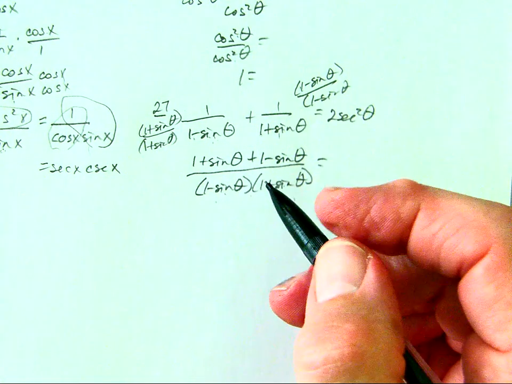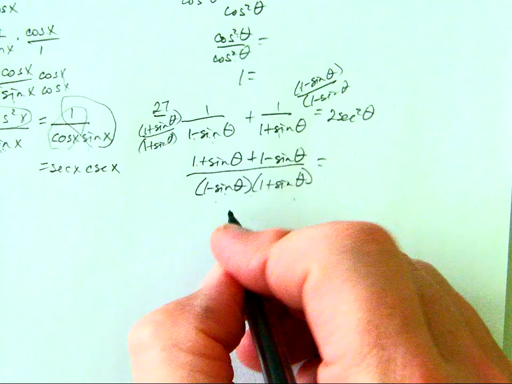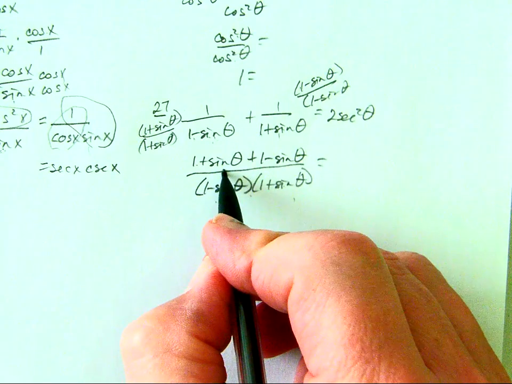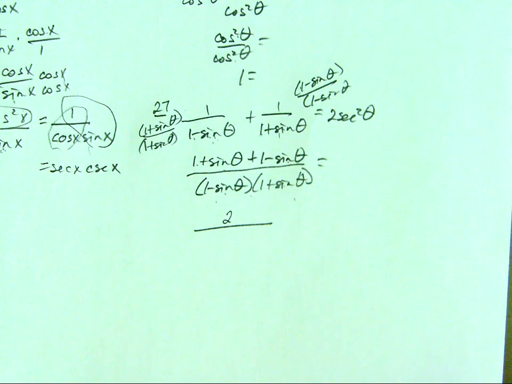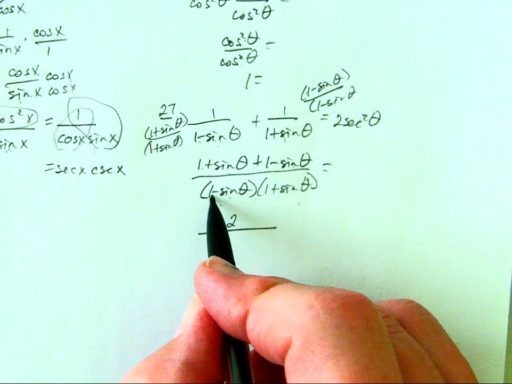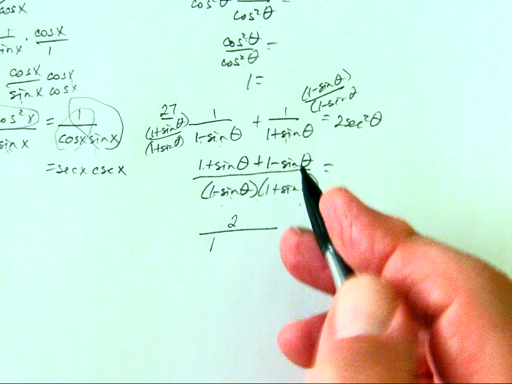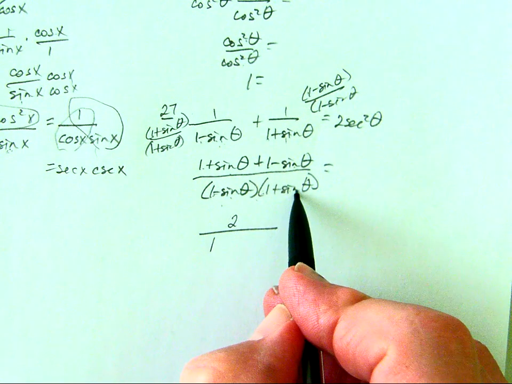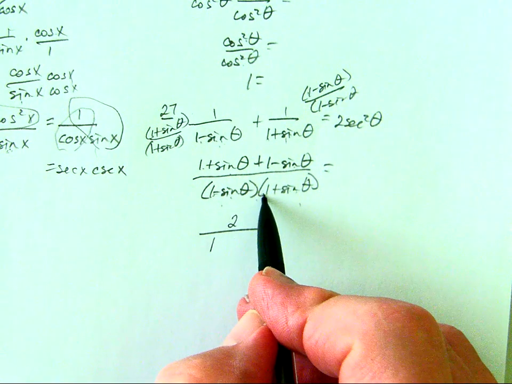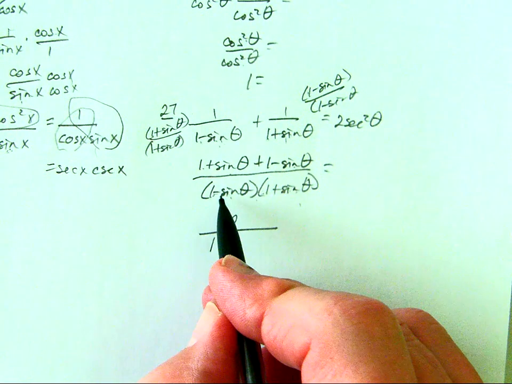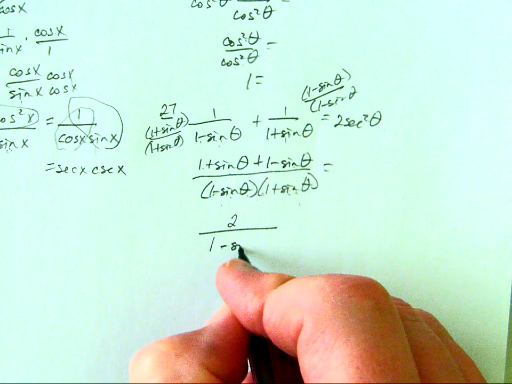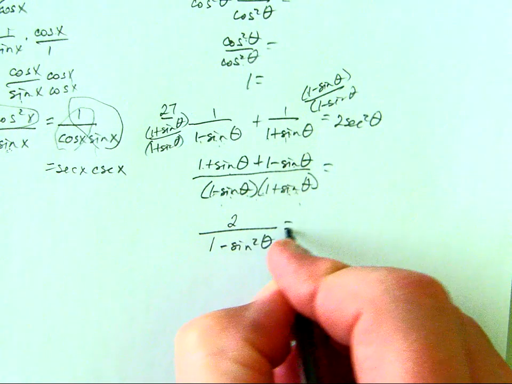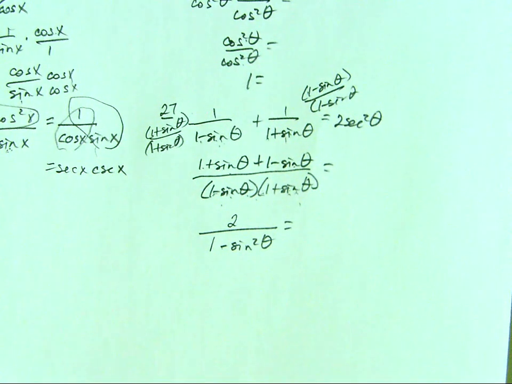Now, on the top, we can combine like terms. 1 plus 1 is 2. Sine theta and a negative sine theta is 0. So that's all we have on top. On the bottom, let's FOIL that out. First times first, 1 times 1 is 1. The outside two would be sine theta. The inside two would be a negative sine theta, so they cancel. Then I have minus, now I have sine times sine is sine squared theta. So now it looks like that.